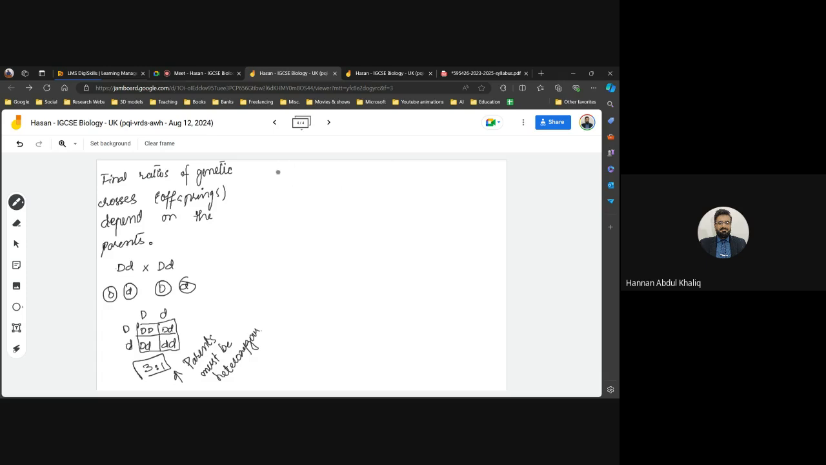But if one parent is heterozygous and another one is homozygous recessive, then this parent would be making two types of gametes and this one would be making one type of gamete. Now the ratio would change, and now the ratio is 1:1. So read the sentence in the beginning again. I said final ratios of genetic crosses depend on the parents. If both parents are heterozygous, there would be a ratio of 3:1 or 75% to 25%. But if one parent is heterozygous and the other is homozygous recessive, there would be a ratio of 1:1. Is that clear?